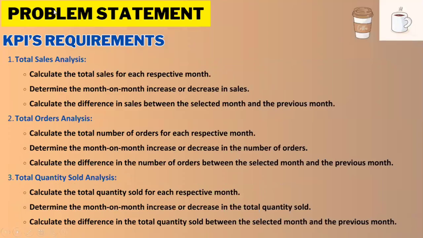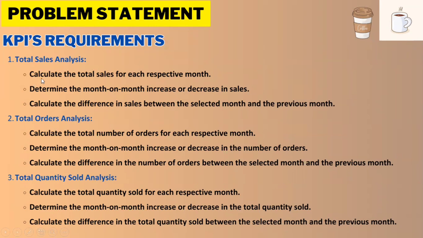And here is the problem statement. KPI requirements. KPI is nothing but a key performance indicator. The main reason why we use a key performance indicator is to showcase the progress of the data, how it is performing, and for that we have to analyze the performance. So here we have created three indicators. The primary is total sales analysis, then we have total order analysis, then we have total quantity analysis. You can see in a single KPI we have three insights.